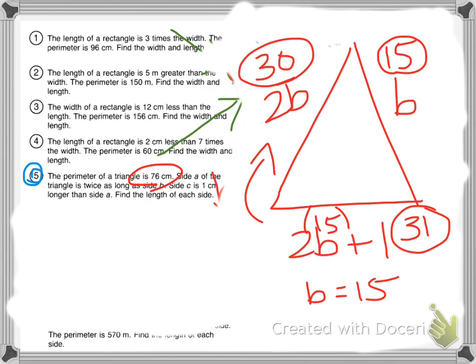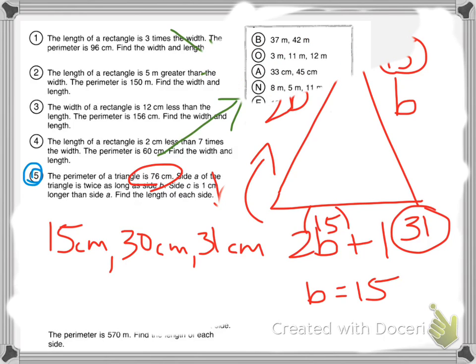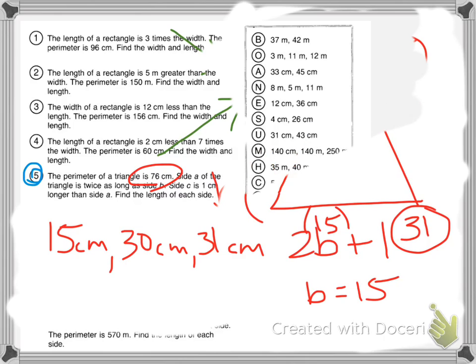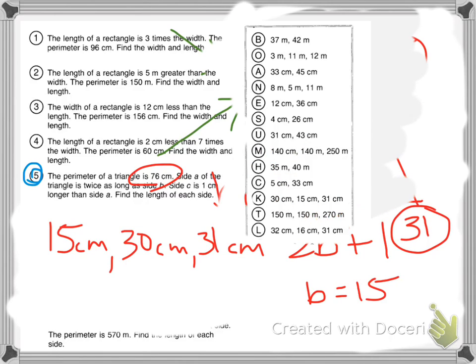I'm going to write my answers in ascending order. I'm going to write 15 centimeters, 30 centimeters, and 31 centimeters, meaning ascending order, the values are going up. Let's take a look for a moment and see if those answers are there. I don't know if they wrote it in ascending order. I like to. There it is. I don't have to go any further. 30, 15, and 31. Nope, looks like they did it in order of A, B, and C order.